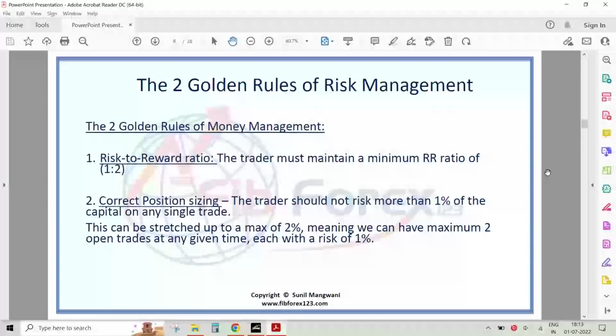So the two rules are: one is the risk to reward ratio. You must maintain a minimum risk to reward ratio of 1:2, which is what we discussed in the previous webinar. The second is the correct position sizing, which we'll be talking about today. You should not risk more than 1% of your capital on any single trade. Now, this can be stretched to a maximum of 2% for retail traders like us. That means you can have two open trades at any given time, each with a risk of 1%. Remember that you can't have each with a risk of 2%.